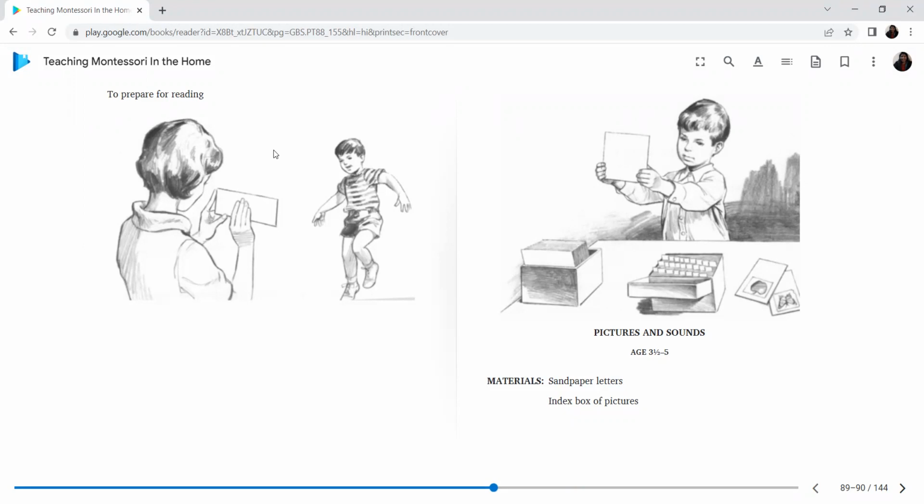The child is feeling the words. So within this type, you can make the word cards too.